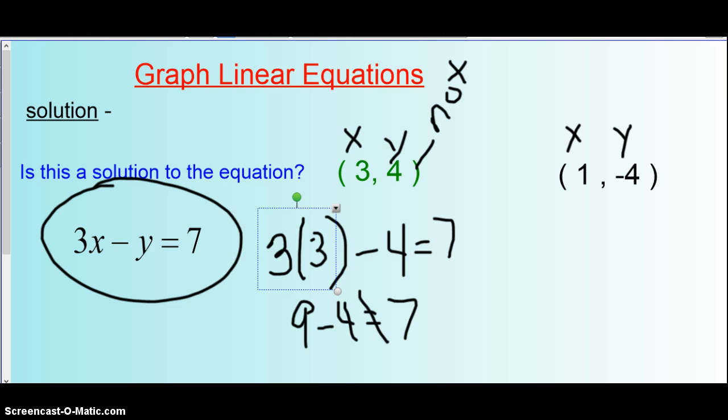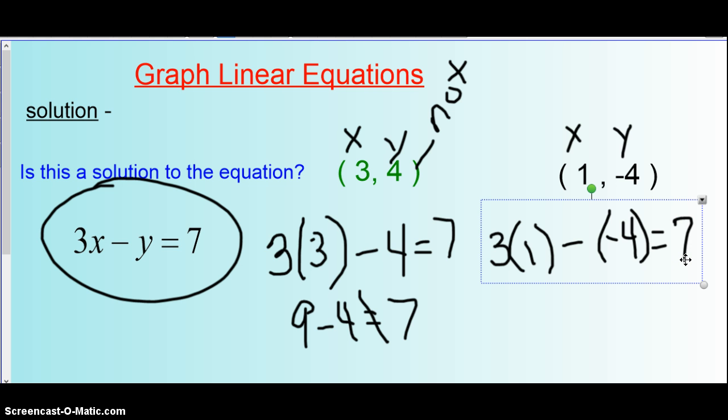Substituting in x and y for the other coordinate point, when you put 1 in for the x and you put negative 4 in for the y, does that coordinate point work? So we've got 3 times 1, which is 3. Subtracting a negative 4 is the same as adding a positive 4. Yes, that does work. So yes, 1, negative 4 would be on the line represented by 3 times x minus y is equal to 7.